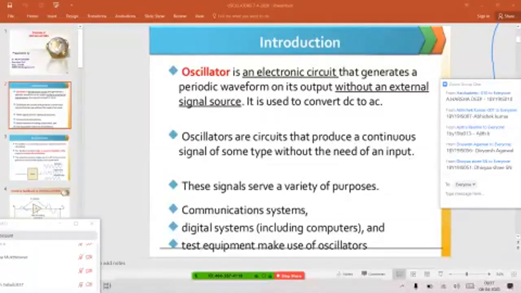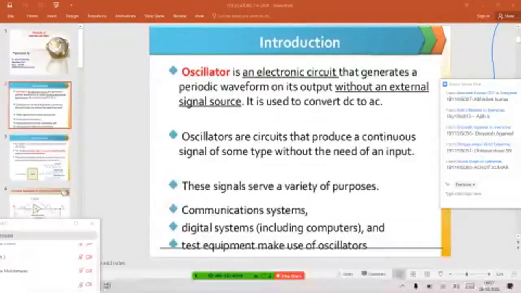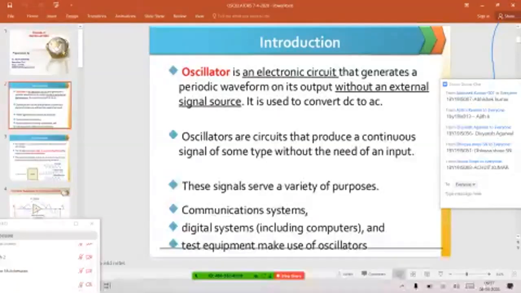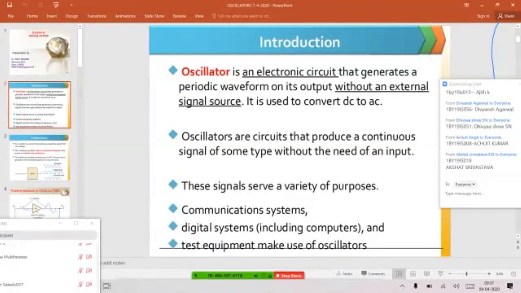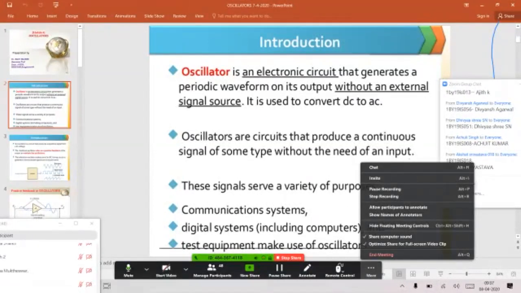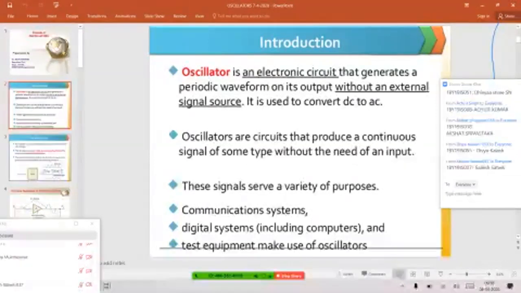Oscillators are circuits that produce a continuous signal of some type without need of input. These signals serve a variety of purposes. In communication systems, you have application for this oscillator. In digital systems, including computers, you will find application, and even in test equipment. Most of the test equipment we use in the laboratory today requires oscillators in it. An oscillator is a circuitry which consists of an amplifier and a feedback network. So two blocks it will have.